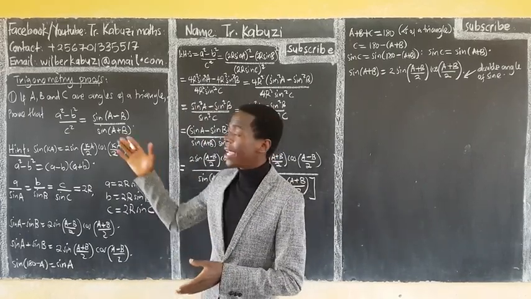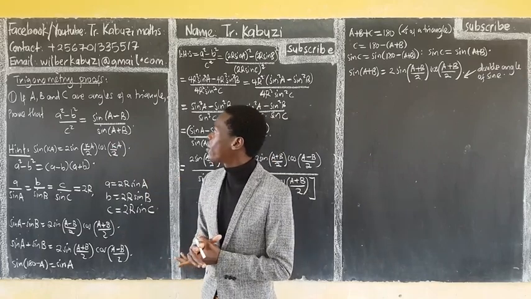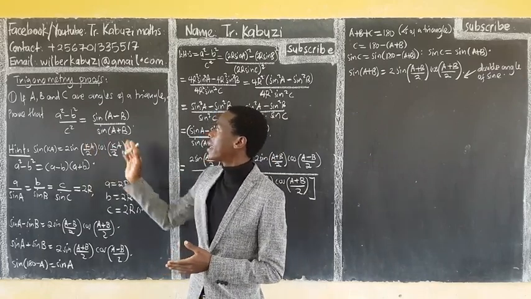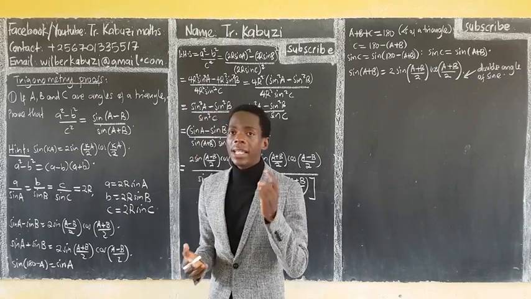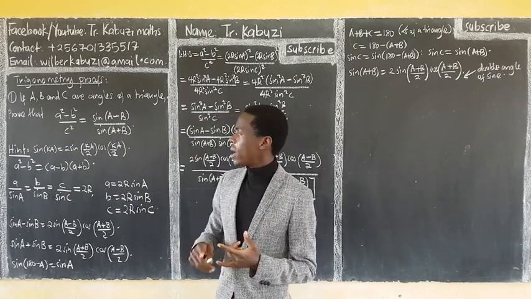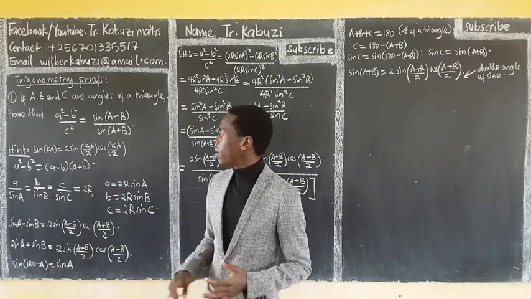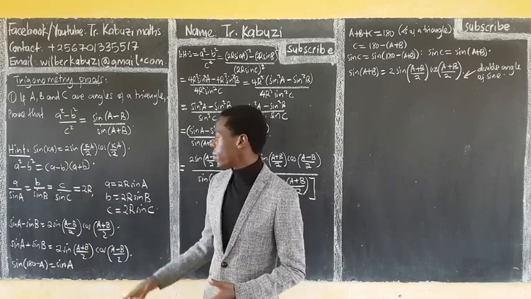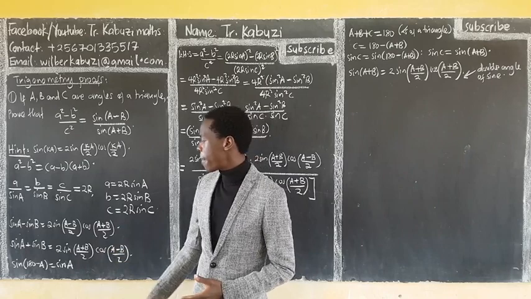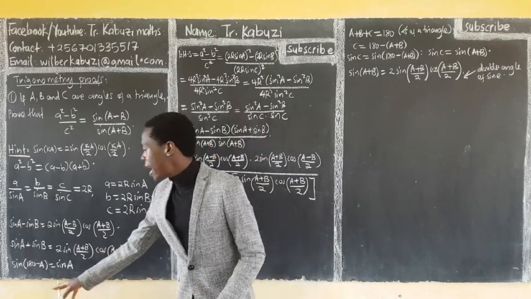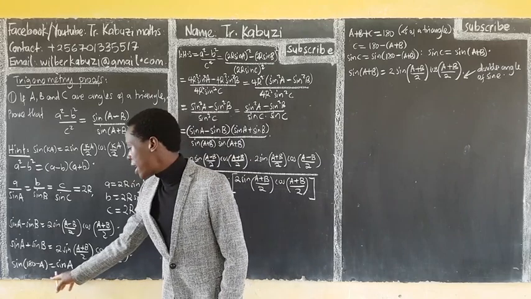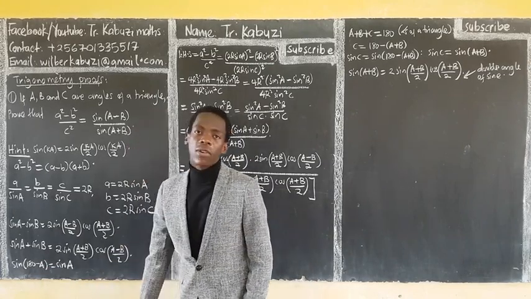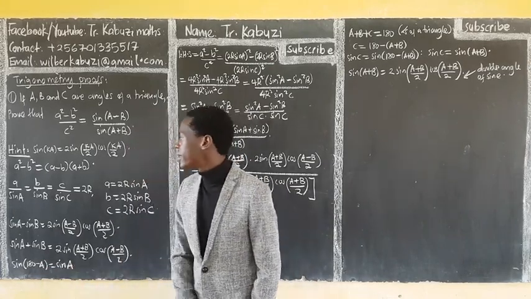Now, we have an interesting proof here. It says, if A, B, and C are angles of a triangle, then prove that this is equal to this. The hints we are going to use here: double angles, the difference of squares, the sine rule, and the factor formula, and also this idea that sine of 180 minus a is equal to sine of a, because this is the second quadrant and sine is positive in that quadrant.